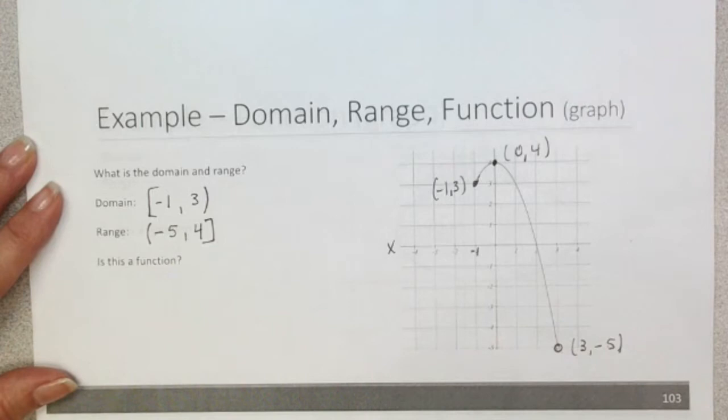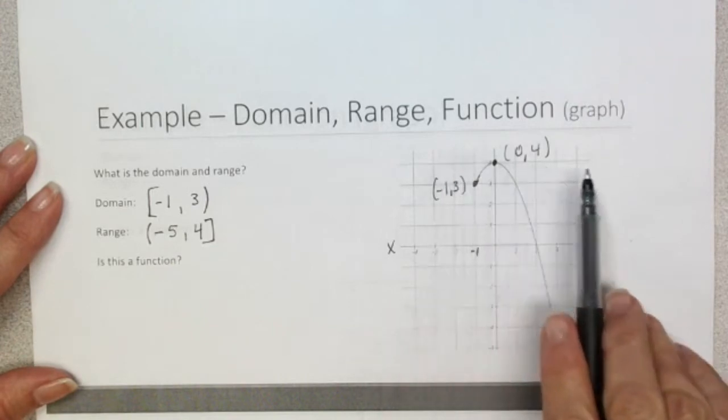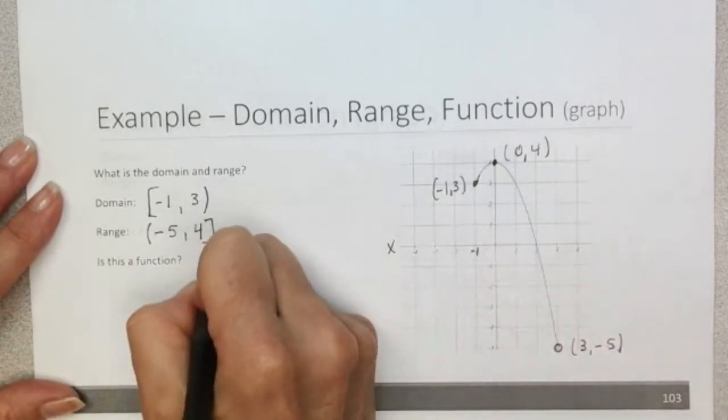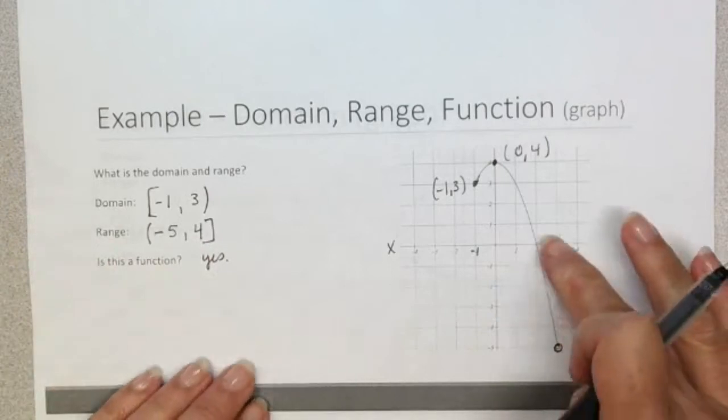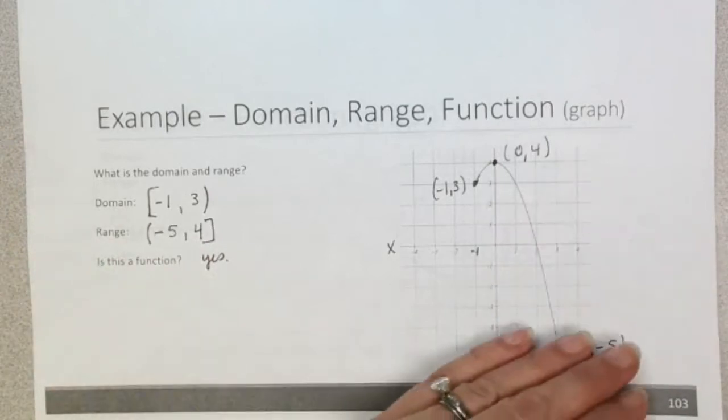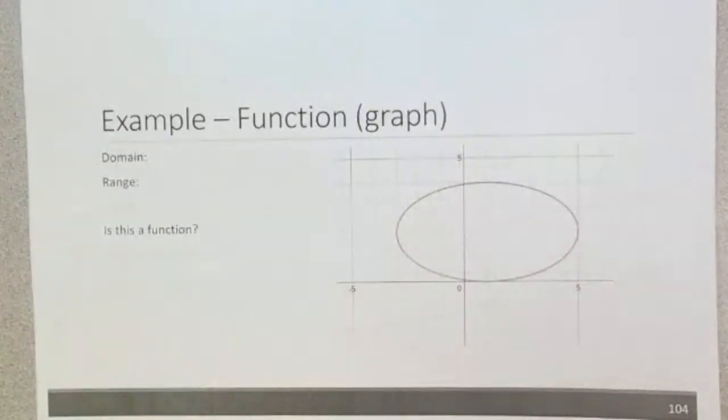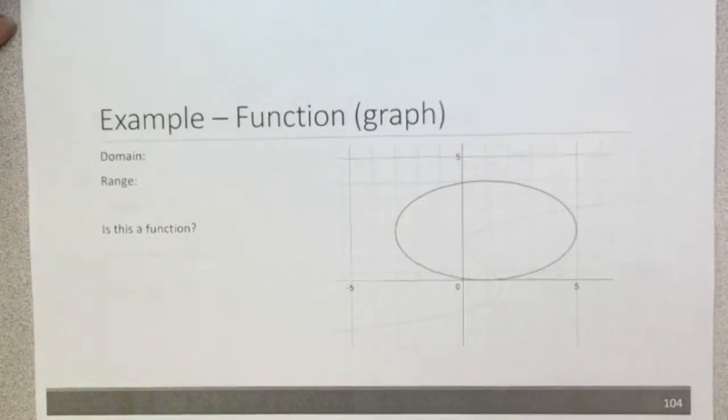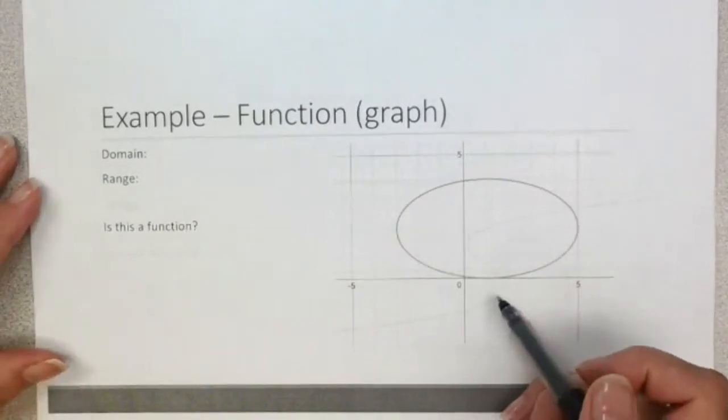Okay, is this guy a function? Does he pass the vertical line test? Oh, sure. Can't imagine a vertical line that's going to intersect that graph in more than one place. One more example here. Look at this guy. And this is actually an ellipse.